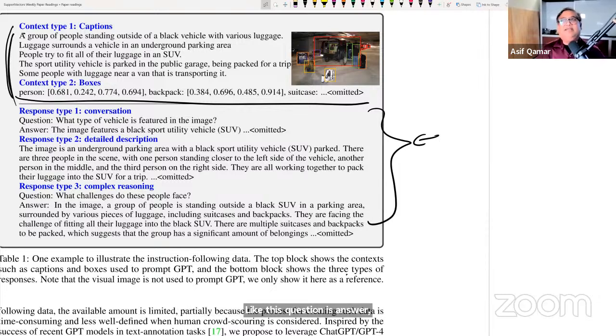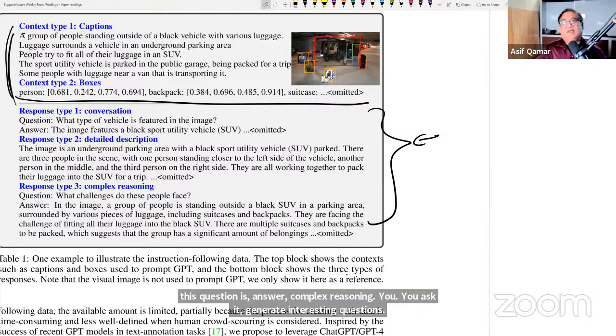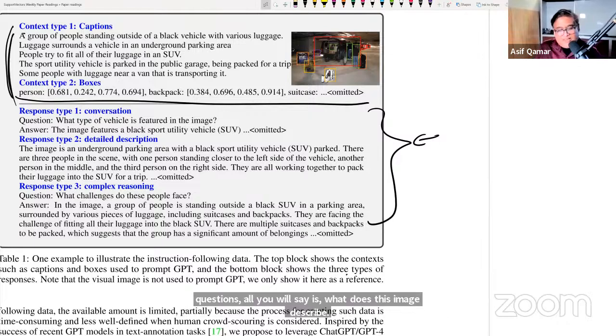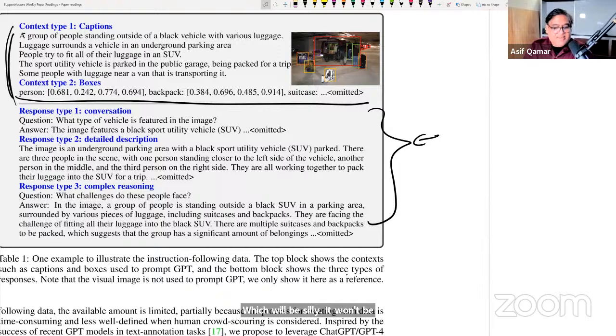You ask it to generate interesting questions, not hardwired questions. Because if you create hardwired questions, all you will say is, what does this image describe? Which will be silly. Right? It won't be specific. So you make a much larger model think and create interesting question answer pairs. Now you do it for a vast repository of images. And now what do you end up with?